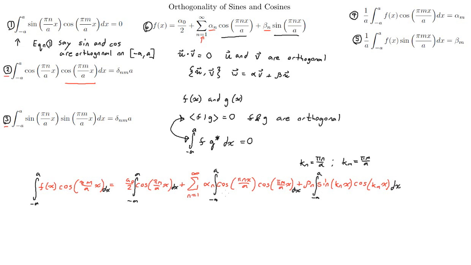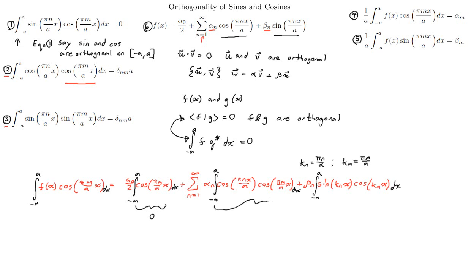Alright, so we know this first term is going to be 0, because we're integrating over a symmetric interval. We'll have a sine, with an a over pi m that comes out, and we'll basically get sine of pi m minus sine of pi m, or plus sine of pi m. And so this will cancel out and be 0.